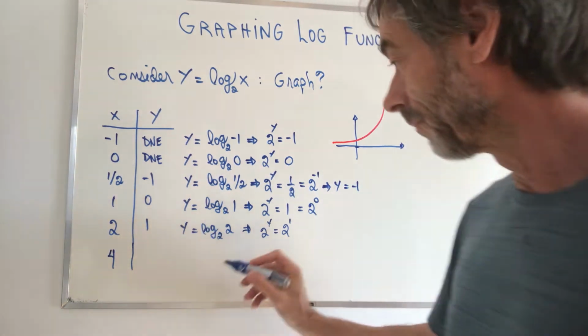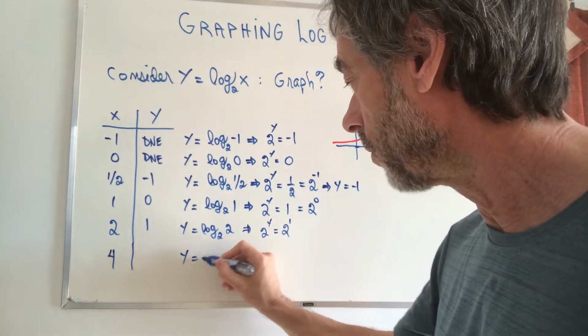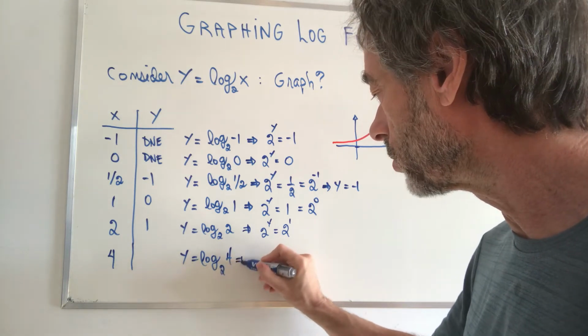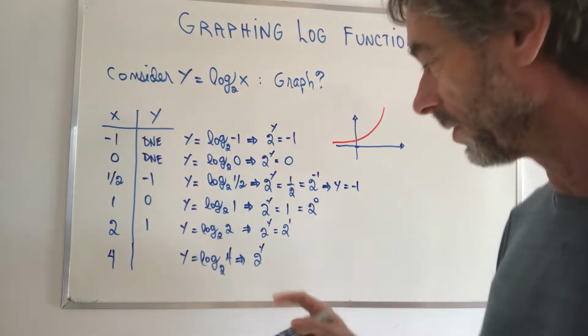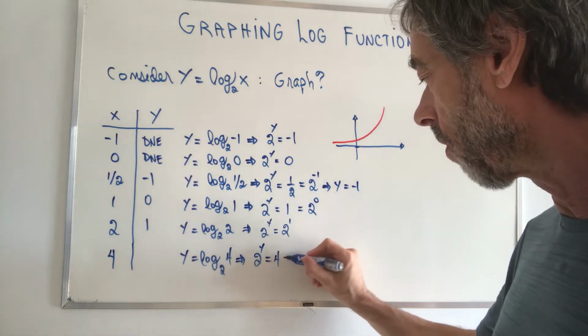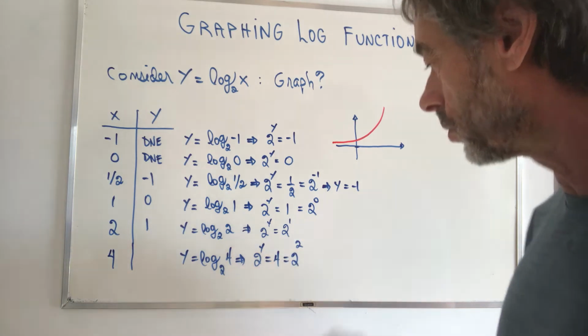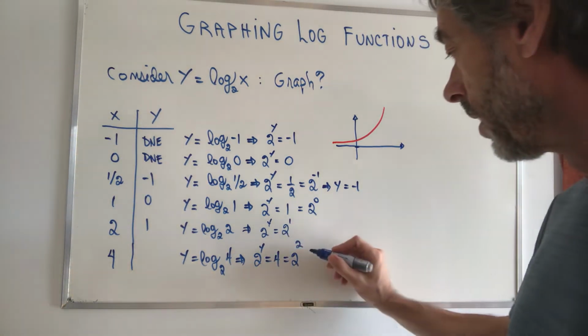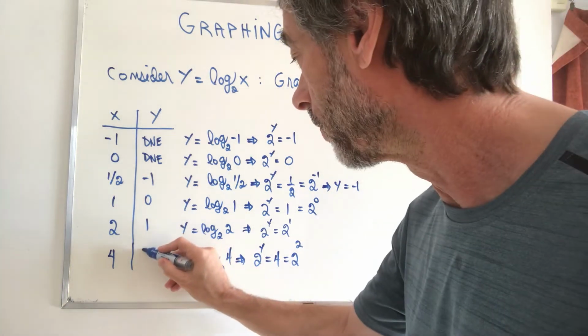So 4, I don't know what that is. So y equals log of 4 base 2. So that's 2 to the y. We're starting to know how this works. 2 to the y equals 4. And 4 is 2 to the 2. Once again, same base, the exponents must be the same. So that means that y is 2.